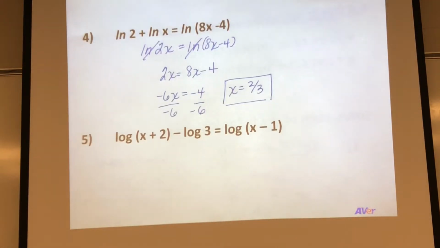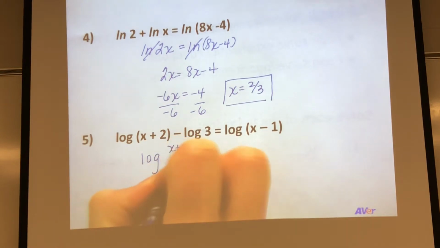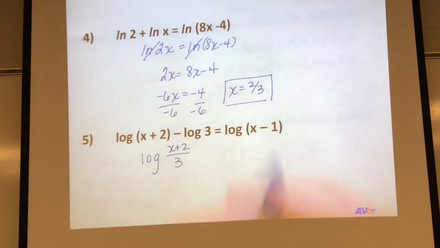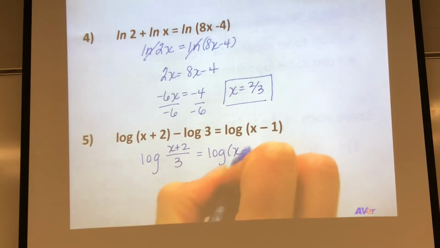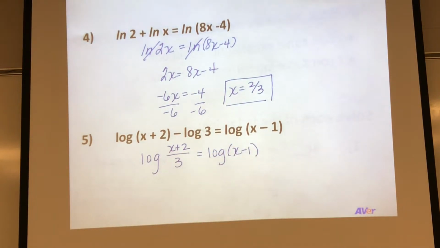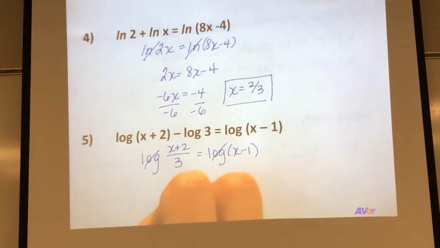All right, number 2, we're subtracting, number 5, the second one of these. We're subtracting, so we're going to have log of (x + 2) divided by 3, that's one of our properties, is equal to log of (x - 1). Again, once you get a single log on either side, the logs go away.